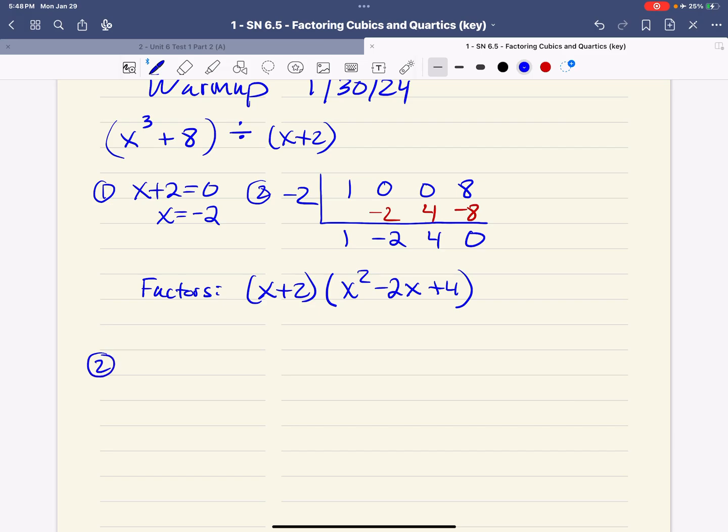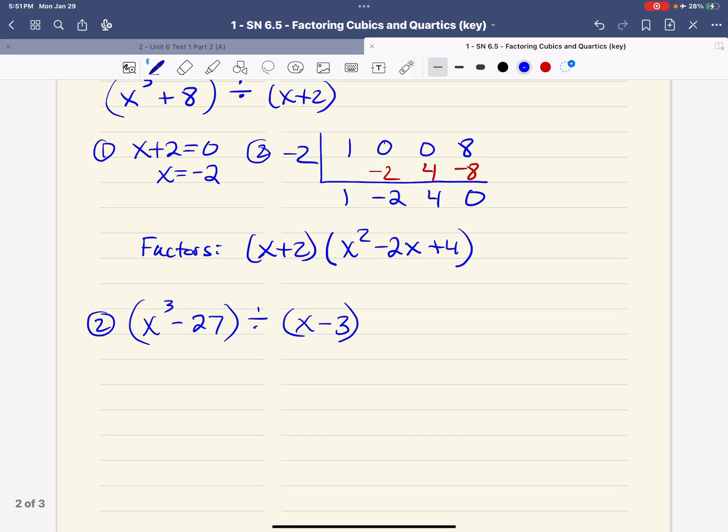All right, here's your second warm-up problem. I would like you to take x cubed minus 27 and divide that by x minus 3. Pause the video, give it a shot, and go. All right, let's see how you did. Step number 1 is to put x minus 3 equal to 0, so x is equal to 3.